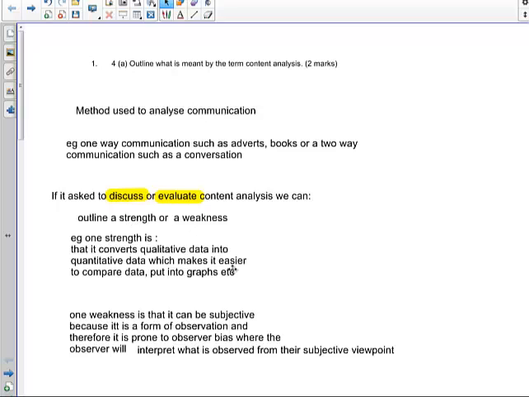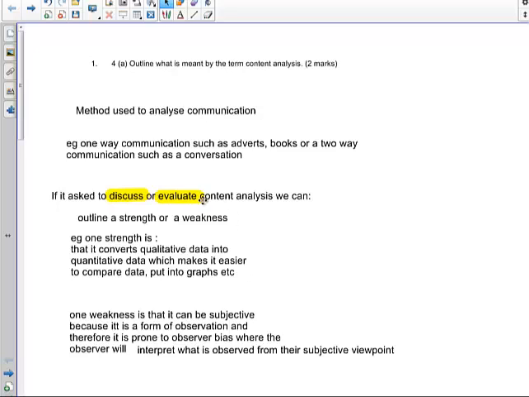So let's have a look at those. One strength is, we know already, it converts qualitative data into quantitative data. That's actually just fact. We need to make it a strength. What's so good about that? Well, it makes it easier to compare data, put into graphs, etc. Okay, so first we say the factual bit, then we actually add something to make that a strength or a weakness.